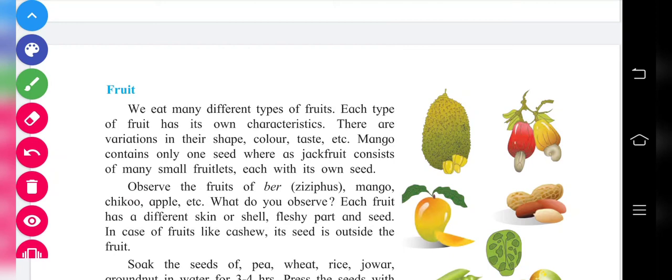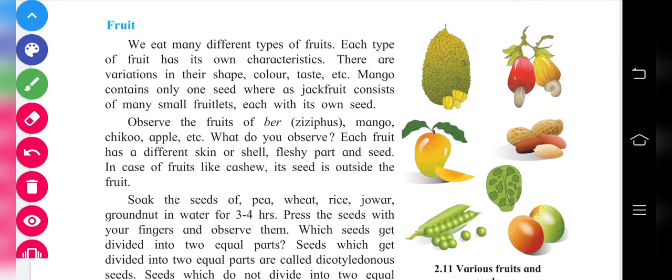After that we studied dicotyledonous seeds and monocotyledonous seeds. Dicotyledonous seeds have two parts when you press them, like gram. Seeds of wheat and rice, if you press them, do not divide into two or more parts; those are monocotyledonous seeds. So the second chapter is also complete.